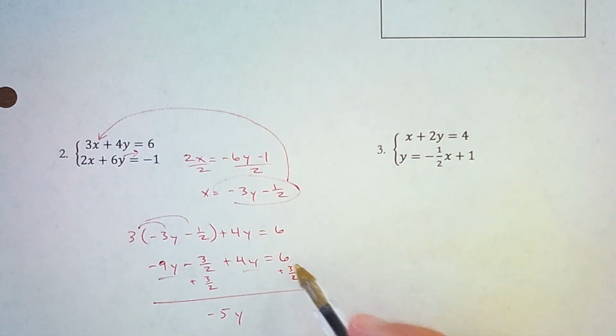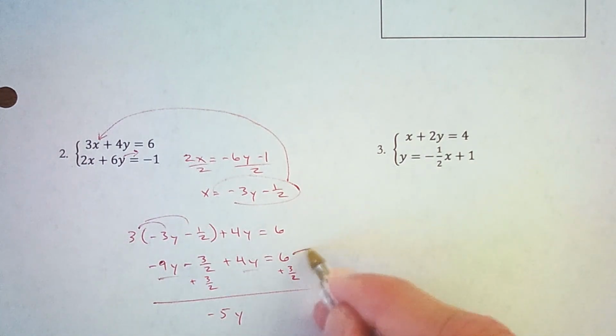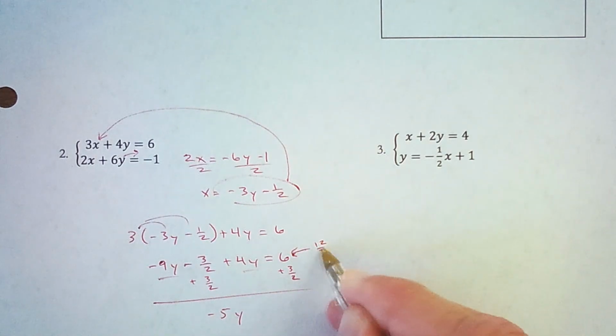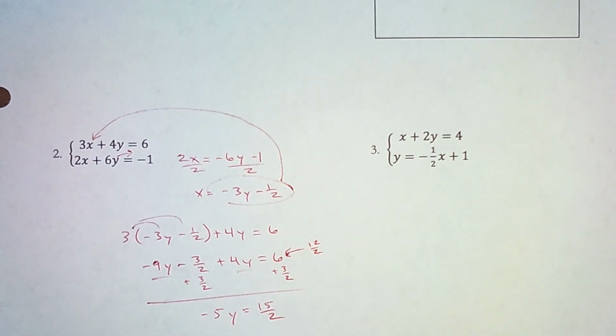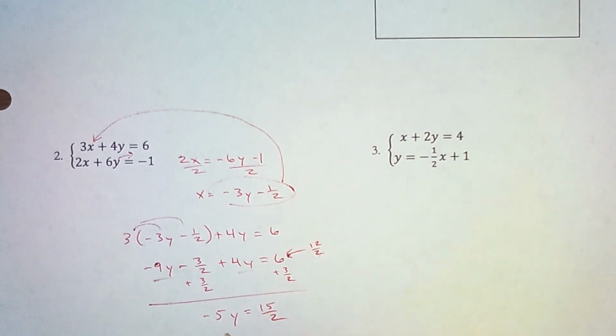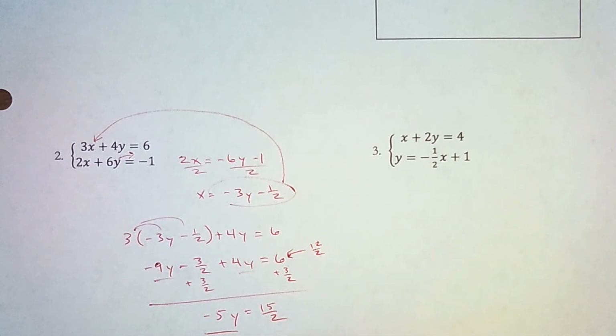6 plus 3/2 is the same as 12/2. Okay, so 6 is the same as 12 divided by 2, right? So 12 divided by 2 is 6. 12/2 plus 3/2 is 15/2. Then I can divide both sides by 5. And that's the same as 5 over 1.